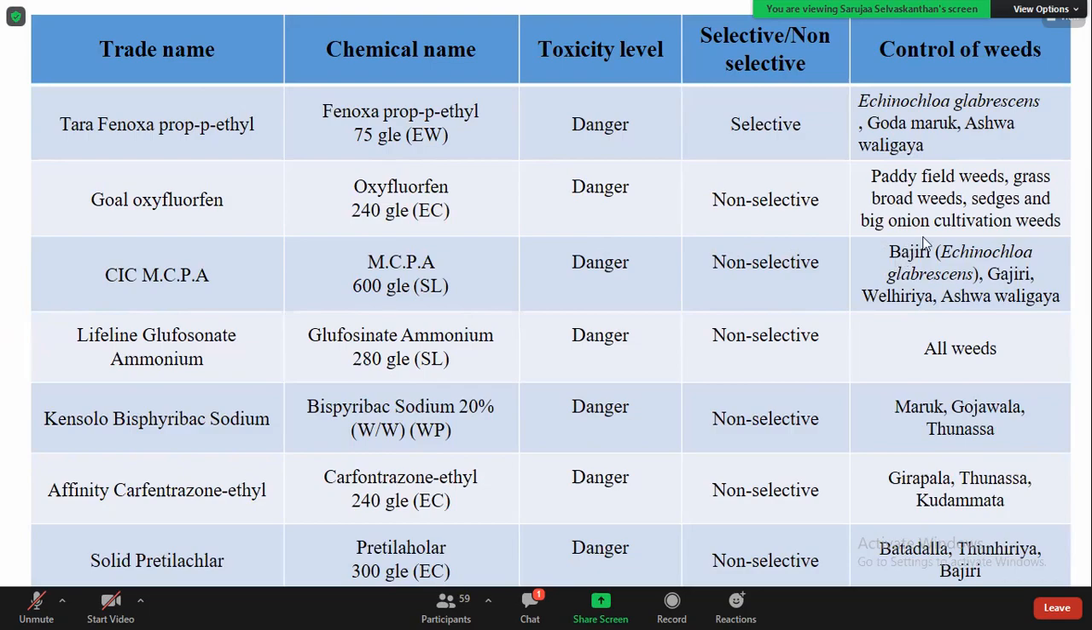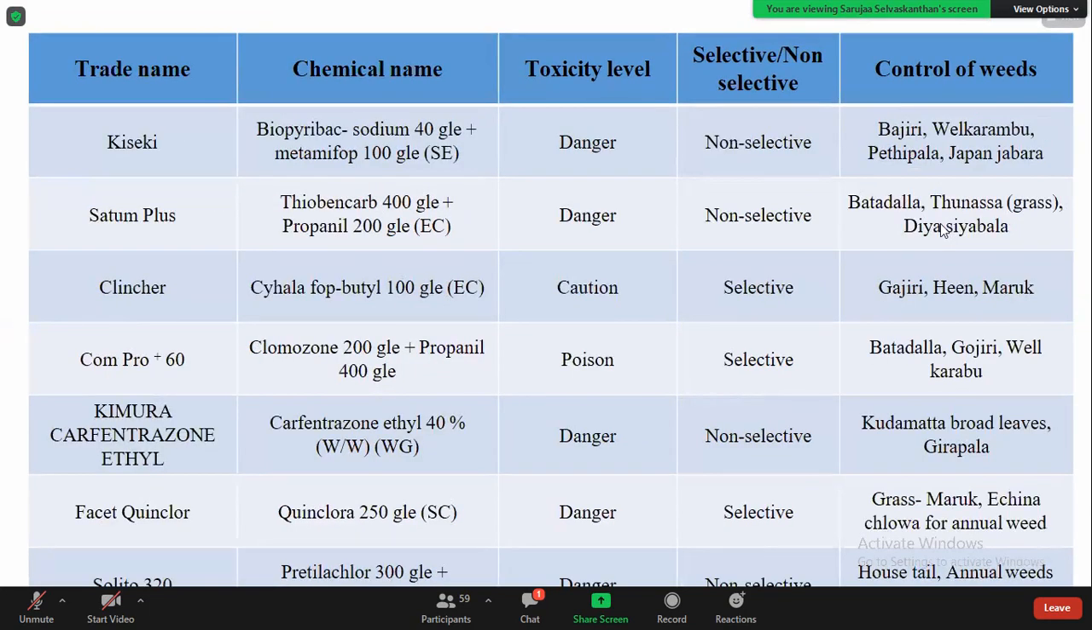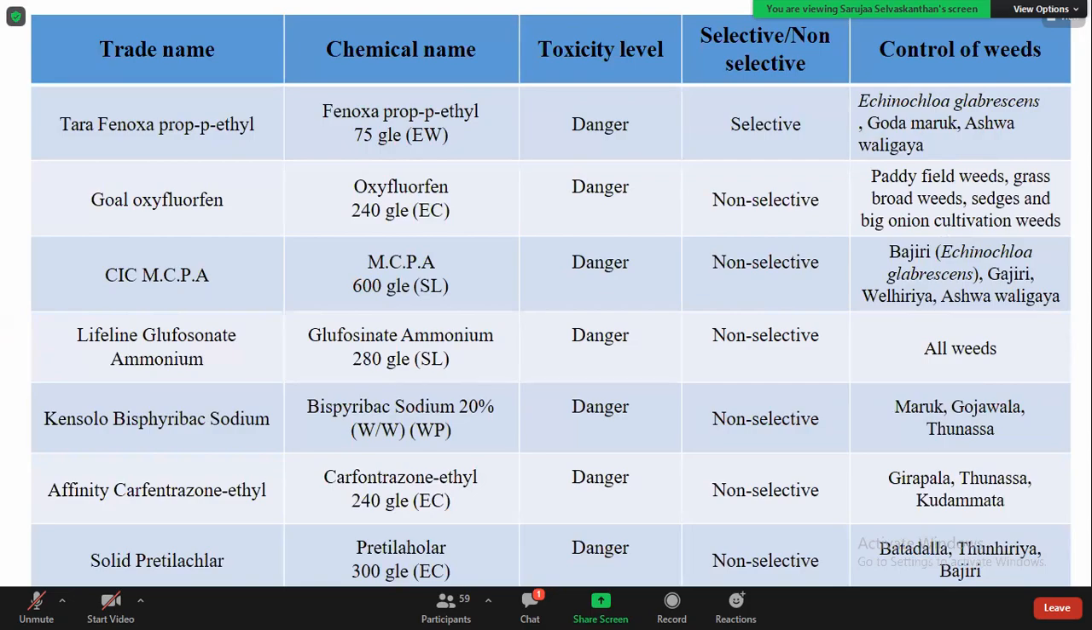Then control of weeds: that is used for which crop or which weeds. They control which weeds. Like that you want to select. No need to memorize all the things. We will put one or two easily for your exam. We will put the trade name and you write the chemical name. There are also the toxicity level, selective or non-selective, and control of the weeds. What weeds are controlled using this chemical? Like that you want to write.